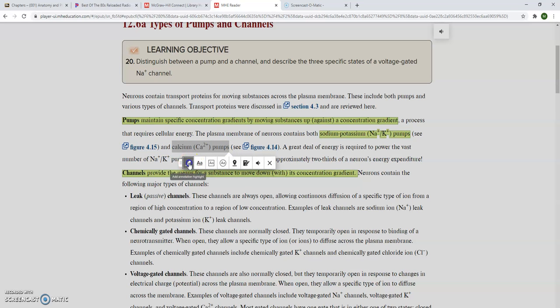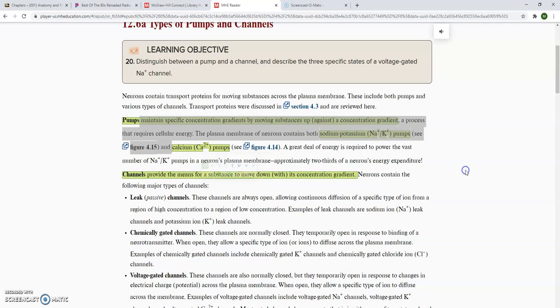The calcium pumps are also ones that we'll talk about, and why they're important in neurophysiology as well. But realize that they're both going to provide active transport of ions across the plasma membrane of a neuron.